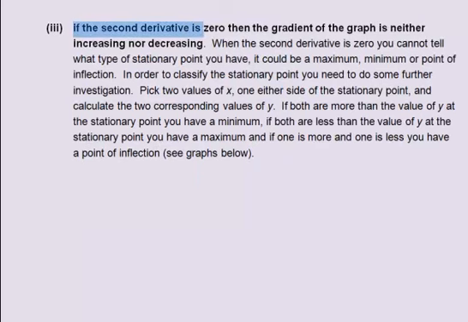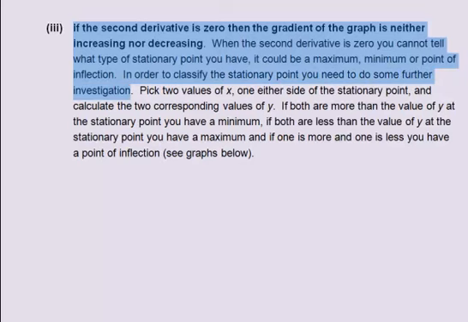If the second derivative is 0, then the gradient of the graph is neither increasing nor decreasing. When the second derivative is 0, you cannot tell what type of stationary point you have. It could be a maximum, minimum, or point of inflection. In order to classify the stationary point, you need to do some further investigation.